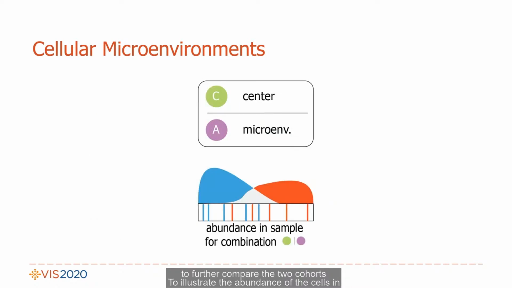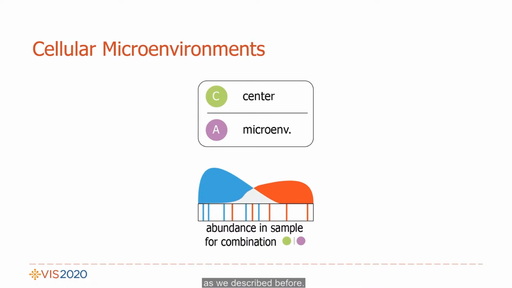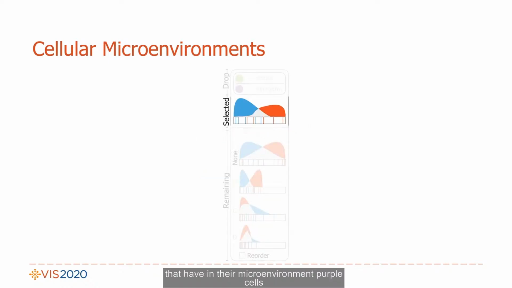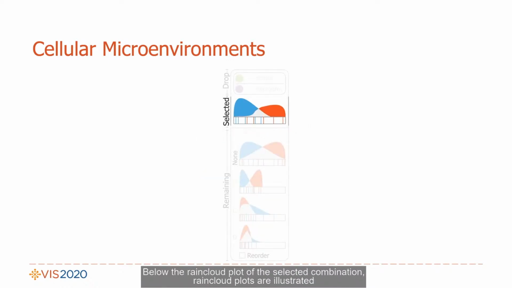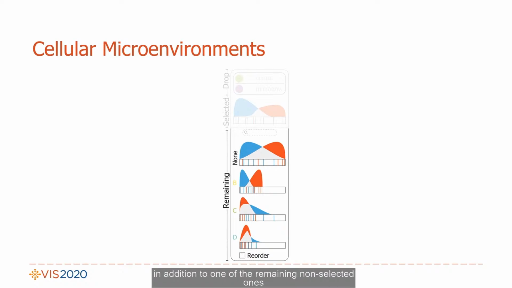To illustrate the abundance of the cells in each sample that fulfill the selected combination, we utilize the same visual representation as we described before. Here, each line of the rain cloud plot shows the amount of green cells in each sample that have purple cells in the microenvironment. Below the rain cloud plot of the selected combination, rain cloud plots are illustrated, showing the abundance of the cells that have in the microenvironment the selected cell types in addition to one of the remaining non-selected ones.